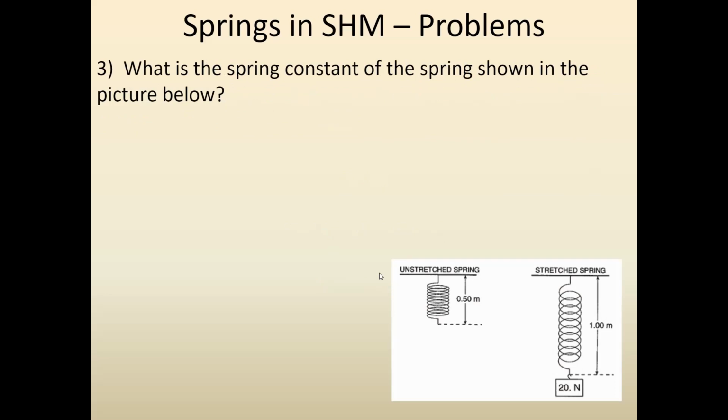All right, here they give us the weight is 20 newtons. However, they don't explicitly tell us what the stretch is. Remember, the x does not represent the length of the spring. It represents the change in the length of the spring. So the spring went from being 0.5 meters to 1 meter. So x would be 0.5 meters. Plugging that in, we end up getting 40 newtons per meter. And that's pretty much it.